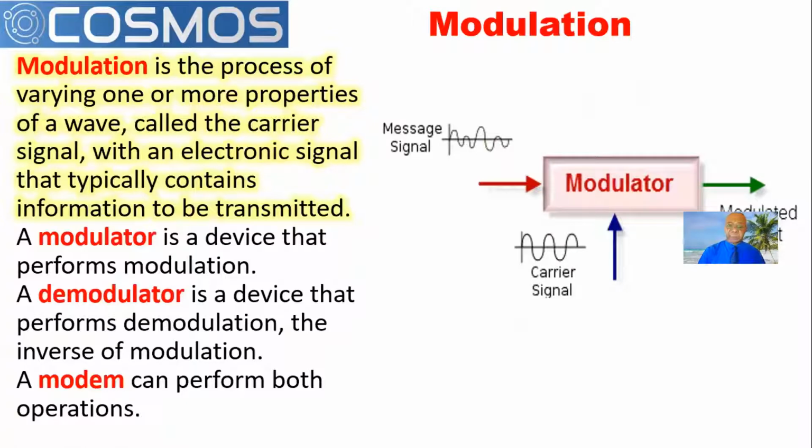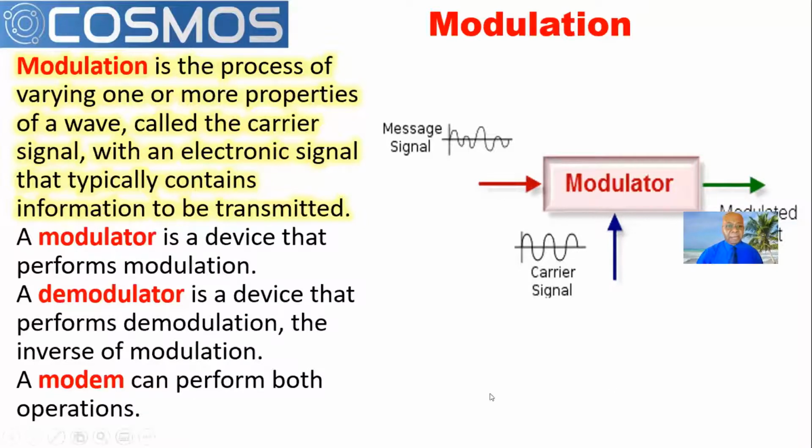Now, modulation is what I was telling you about. Modulation is the process of varying one or more properties of a wave, called the carrier signal, with an electronic signal that typically contains information to be transmitted. So when you modulate a wave, you vary one or more of the properties of the wave. So you vary either the amplitude of the wave or the frequency of the wave. That's how you modulate it.